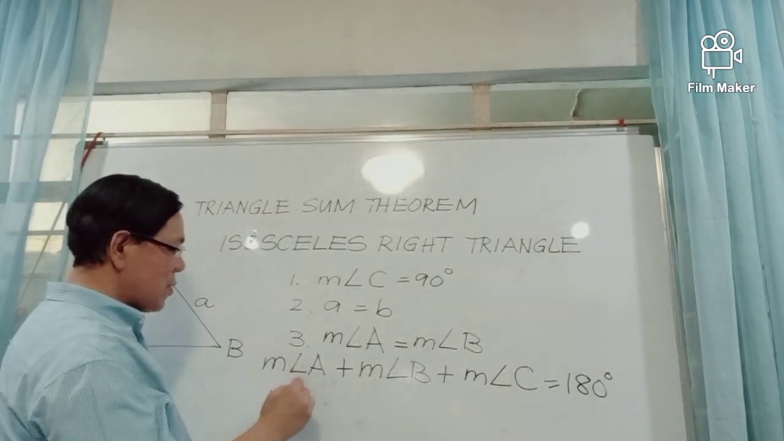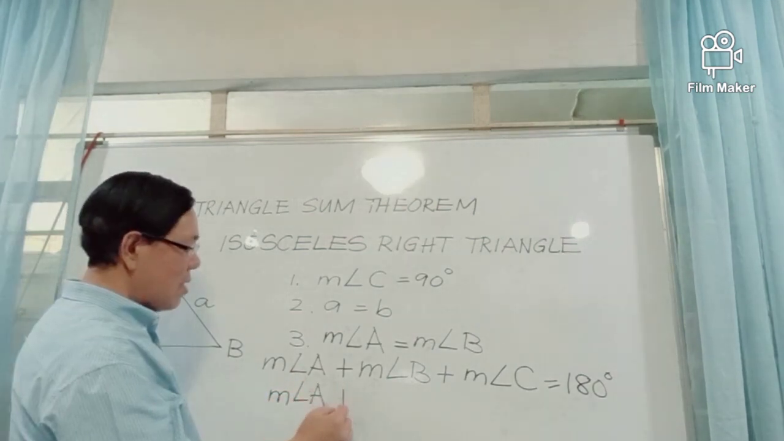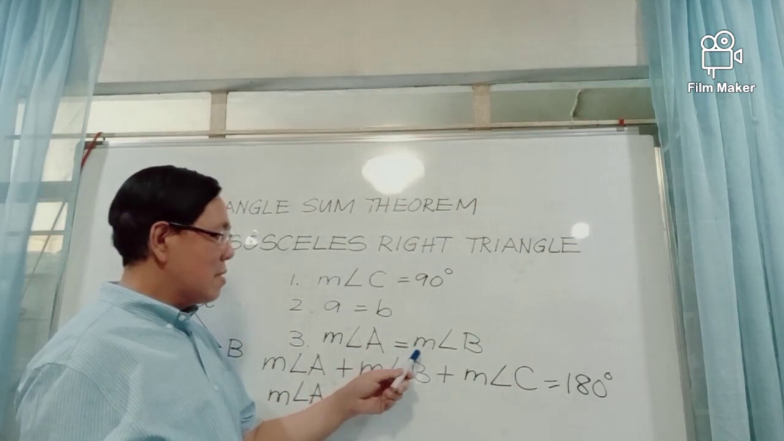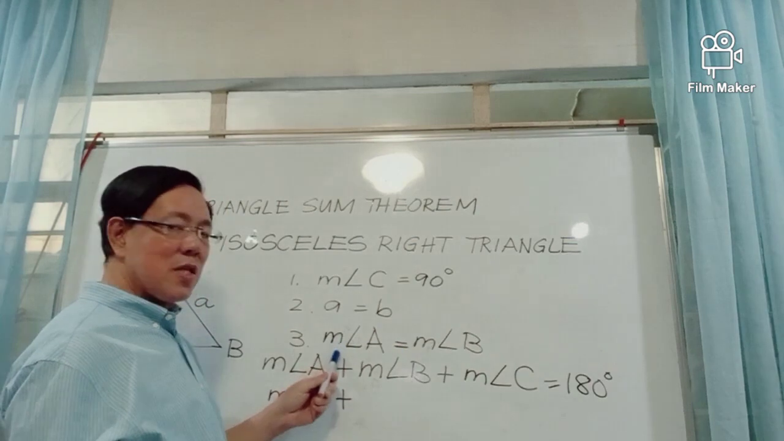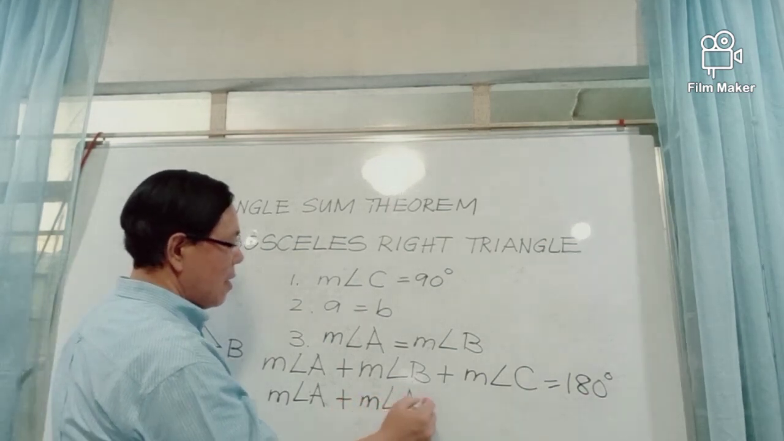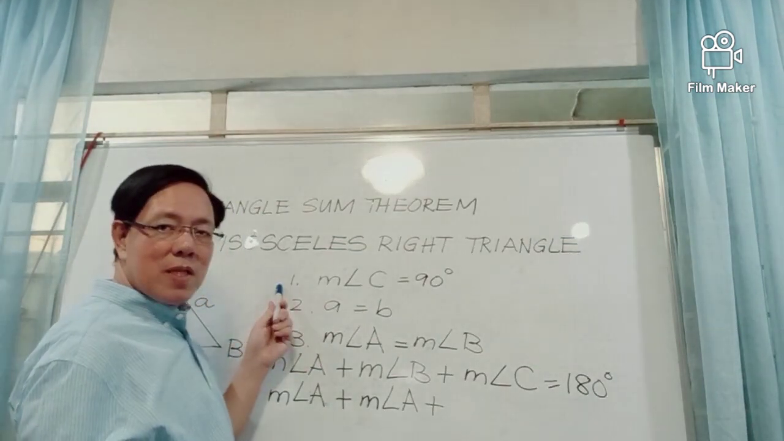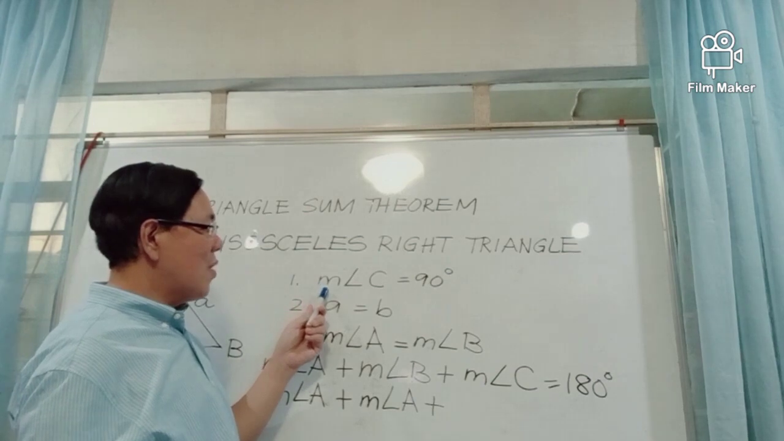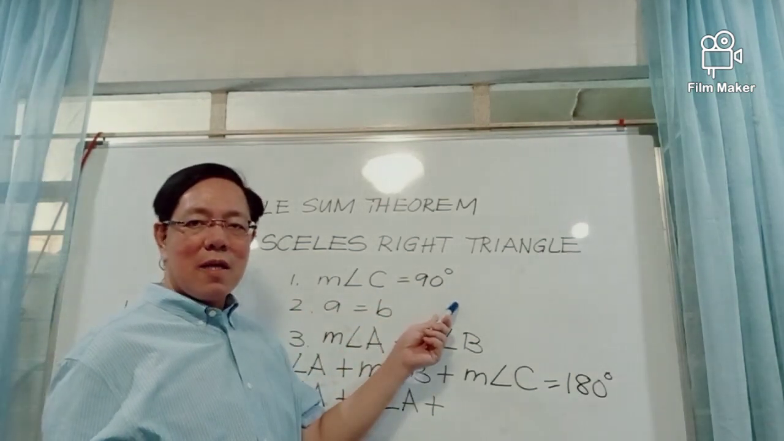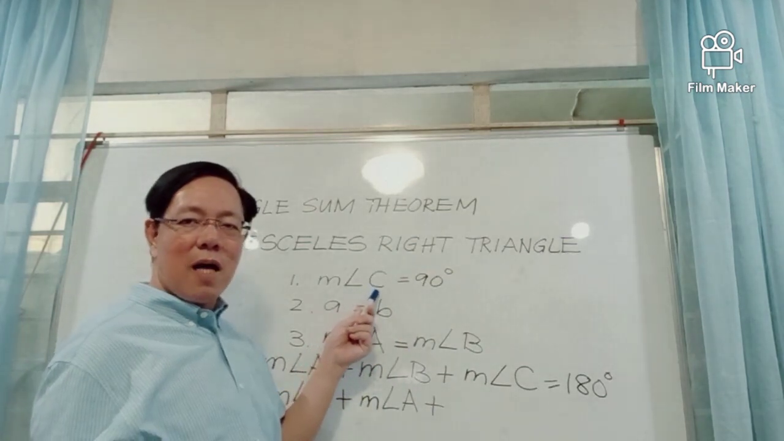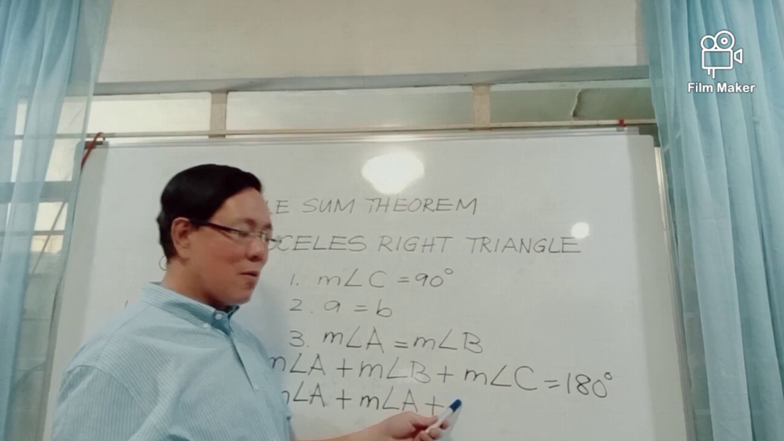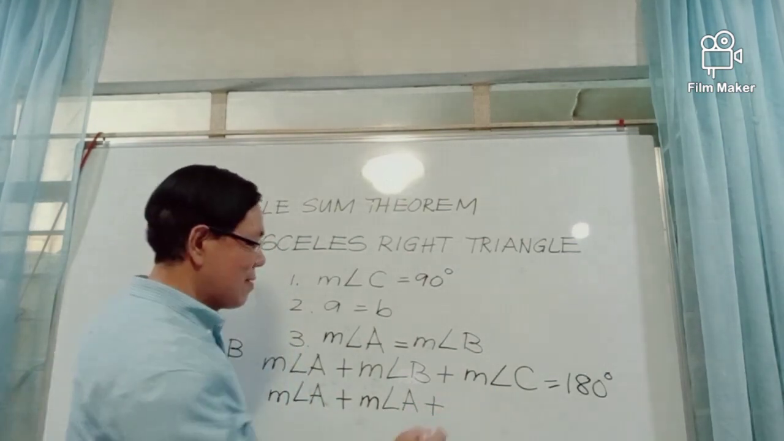We retain the first term, measure of angle A, plus we now replace measure of angle B with measure of angle A, since measure of angle B is equal to measure of angle A. Plus, by the first property of an isosceles right triangle, the measure of one of the angles is a right angle, and the measure of the right angle is 90 degrees. In our example, we take the angle C as the right angle, hence the measure of angle C is 90 degrees. So we replace in this equation measure of angle C with 90 degrees.